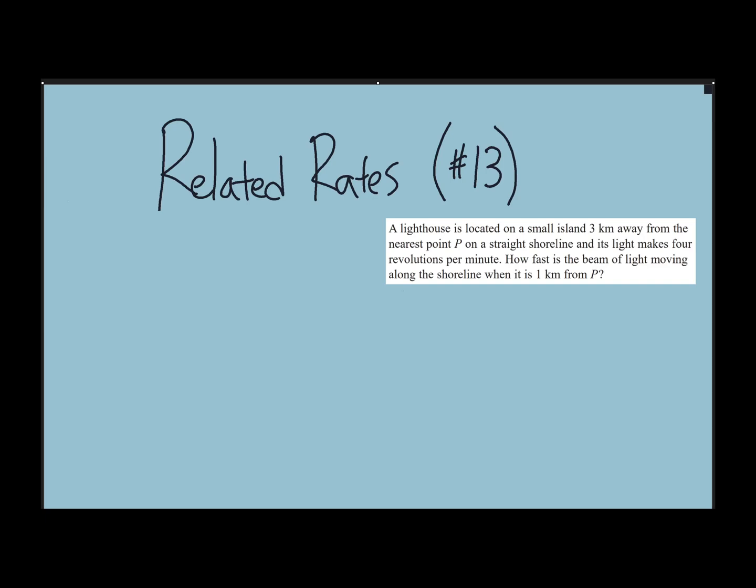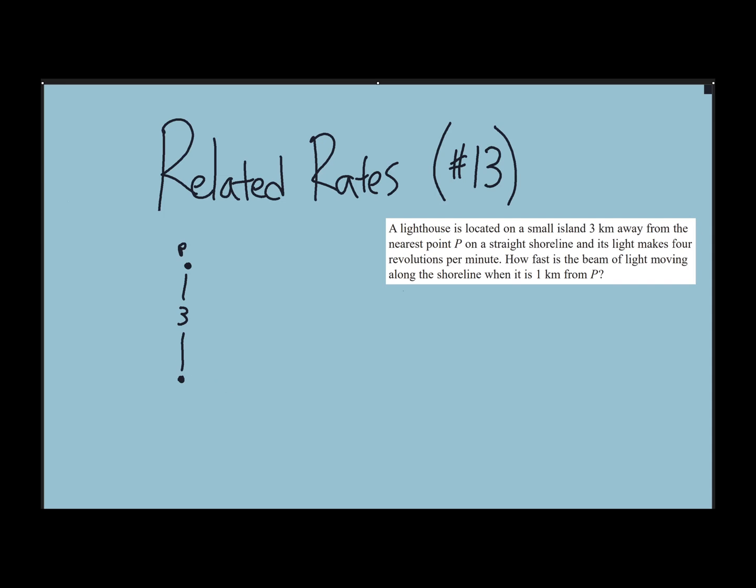Related rates problem number 13 uses an angular velocity, and I thought that might catch some of you students out there. It certainly is hard for me to picture, so I thought we'd go through it. The problem says there's a lighthouse, which I'm going to make a little dot for. And it says that the nearest point P, which I'm going to put here, is 3 kilometers away. So let's make a 3 here.